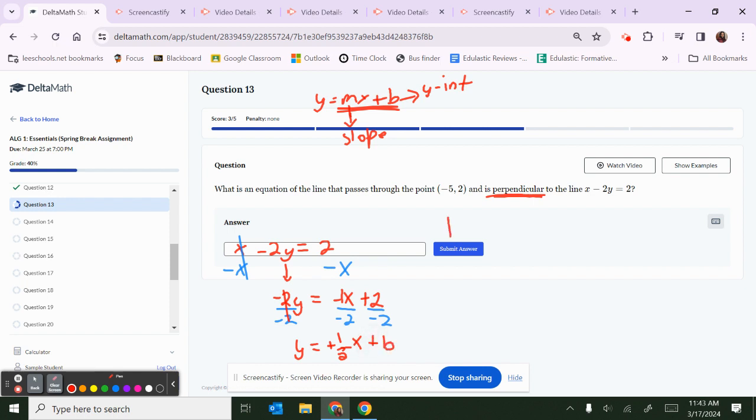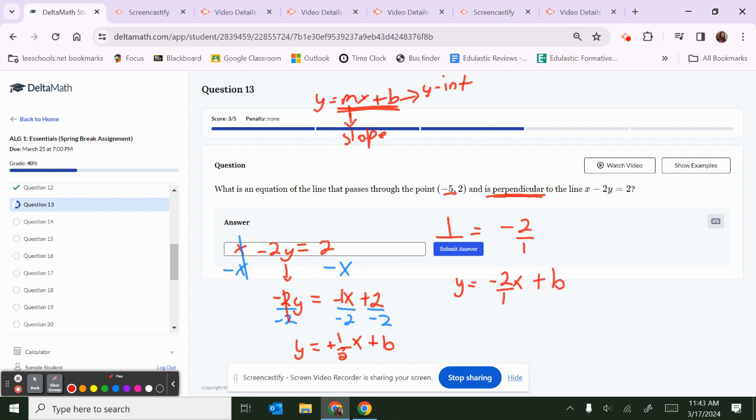Okay? So perpendicular are intersecting lines, all right? So that perpendicular will be equal to different signs. So it goes from a positive to a negative, and it goes from 1 over 2 to 2 over 1. So that's my new slope, okay? So I would have y is equal to my new slope of negative 2 over 1 x plus b.